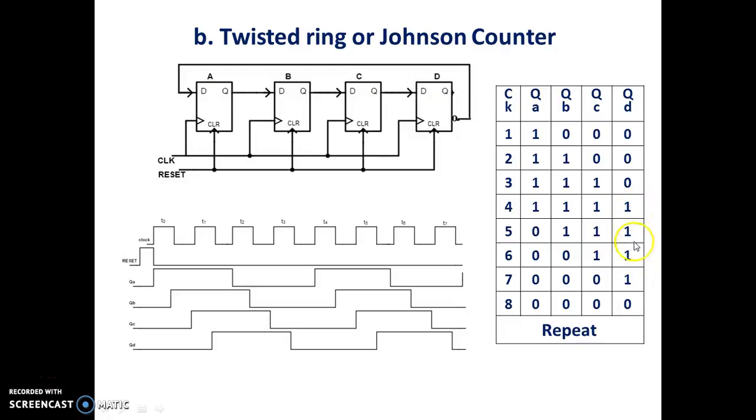After 4 cycles, again this Q becomes 0, so Q bar becomes 1 and it is fed back to the input. Hence again the sequence of 1s starts. So we will have this sequence like 1 0 0 0, 1 1 0 0, 1 1 1 0, 1 1 1 1, and then 0 1 1 1, 0 0 1 1, 0 0 0 1, then 0 0 0 0, and that goes on repeating. So this is the diagram shown.